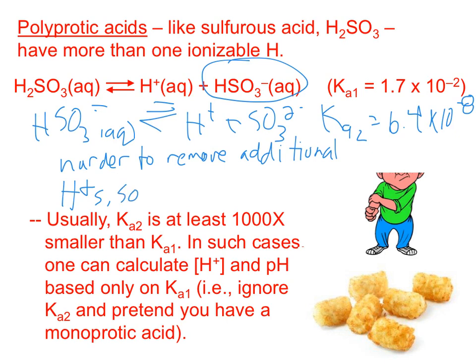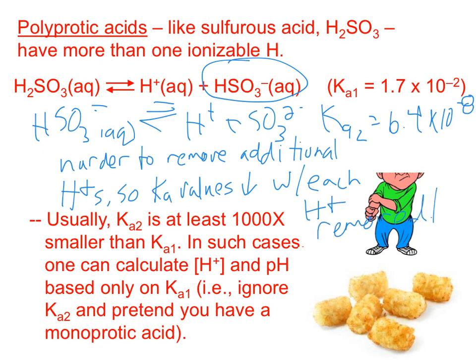So, Ka values go down. They go down with each H plus removed. Usually Ka2 is at least 1,000 times smaller than Ka1. In such cases, one can calculate the H plus and pH based only on Ka1. Ignore the Ka2 and pretend you have a monoprotic acid. If you do that, you're not going to get hung up or stuck on any of the problem solving that you need to do.